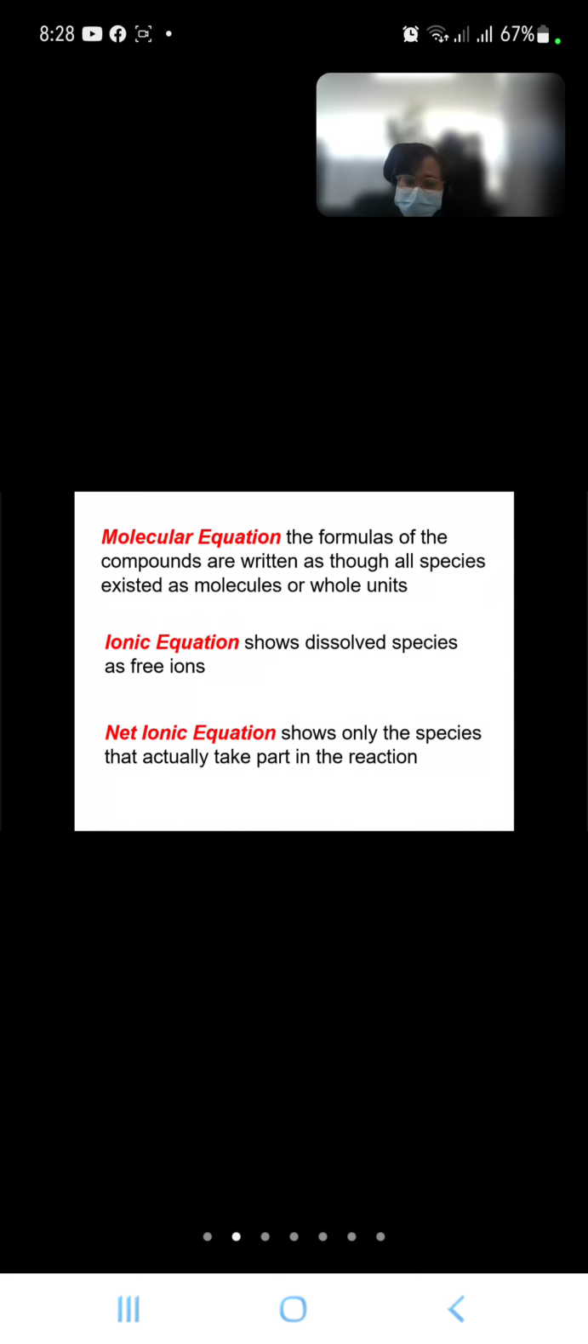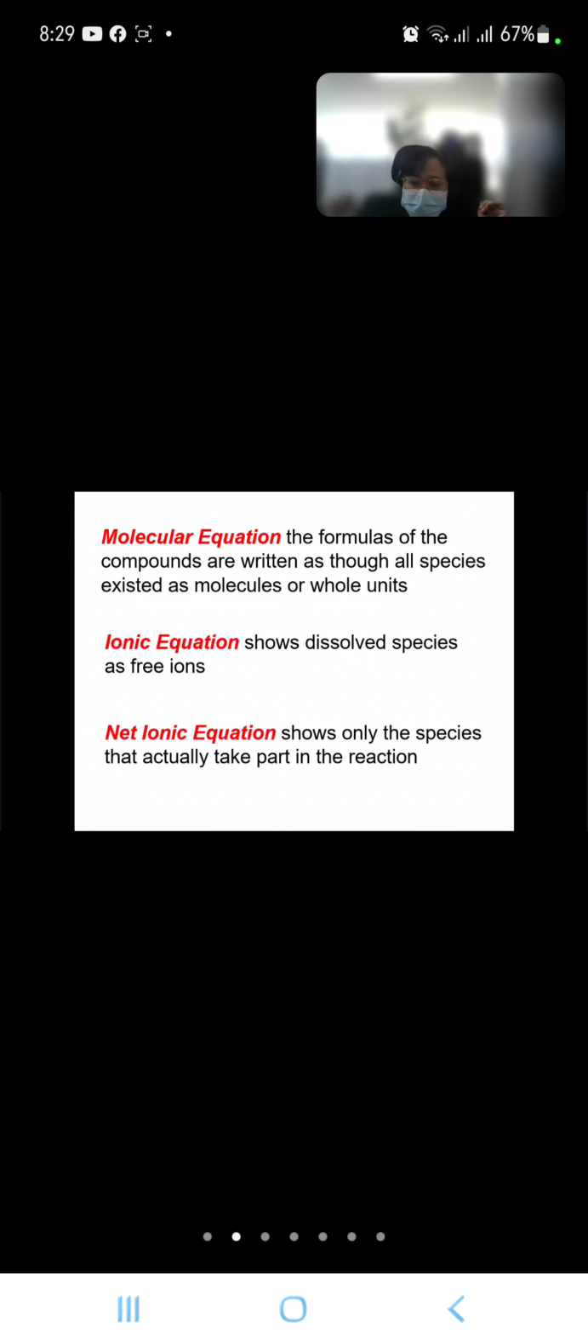For ionic equation, it shows dissolved species as free ions. So we are writing those ions forming the compound. Okay, makita nato ang gibulag si lead 2 ion, lead 2 iodide atong gibulag. So, okay, we are writing the ionic equation. So sa ionic equation, makita nimo the dissolved species as free ions. Okay? So since si lead 2 iodide is our precipitate, it cannot be dissociated into ions.